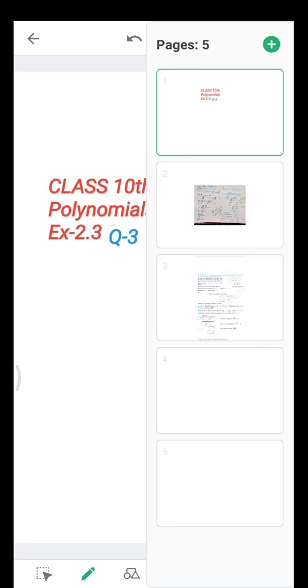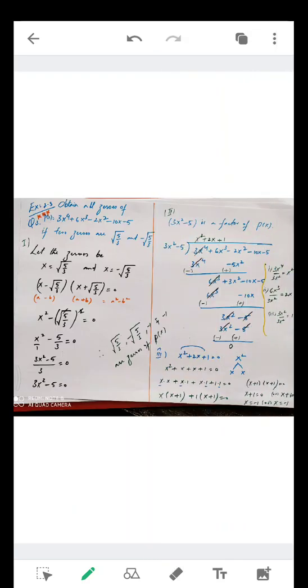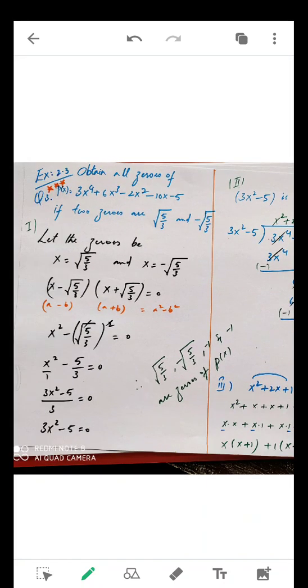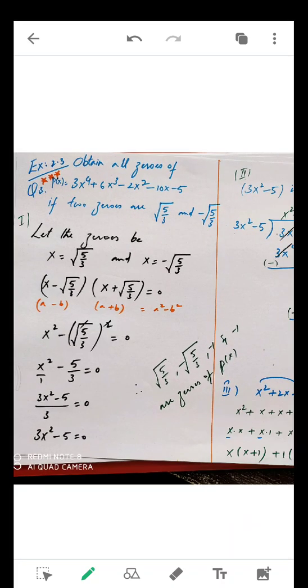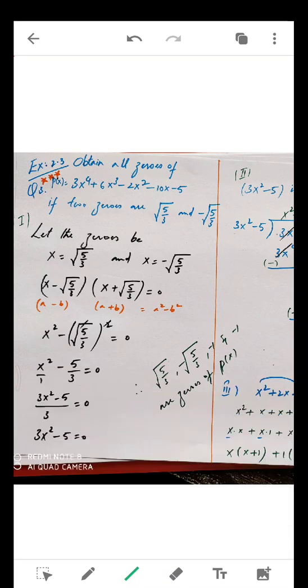Let's go to this problem and let's see how to solve this type of questions. So you can see the question here. Obtain all zeros of the polynomial if two of its zeros are root 5 by 3 and minus root 5 by 3.